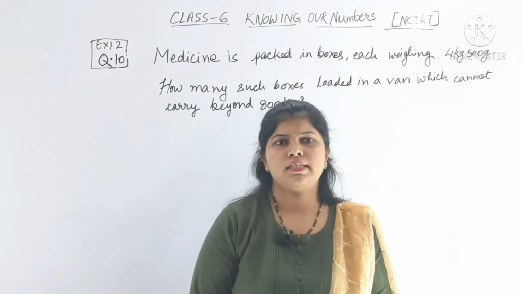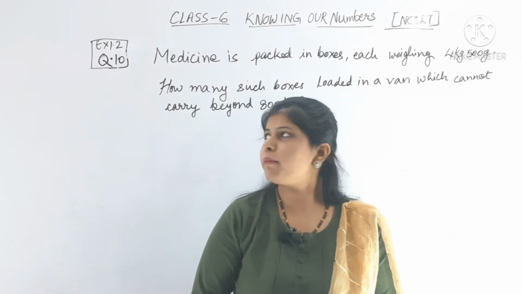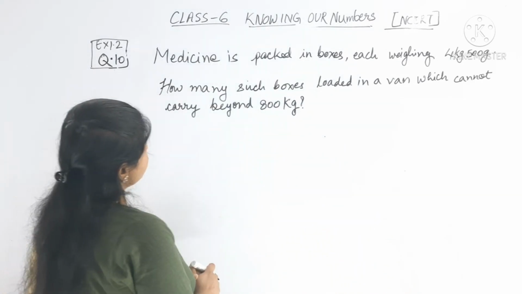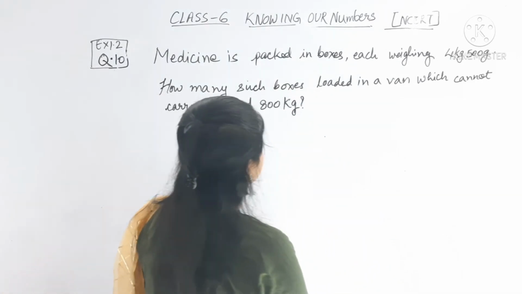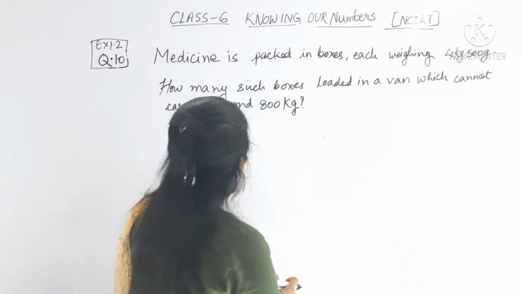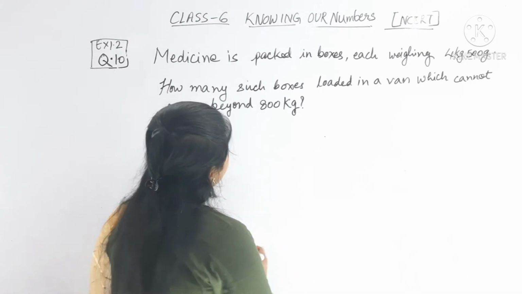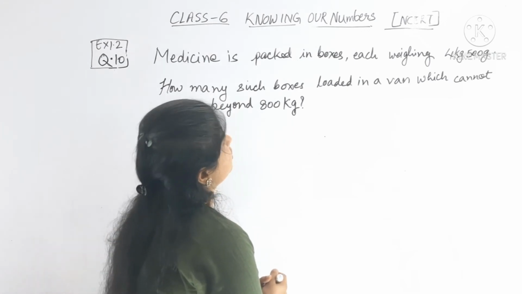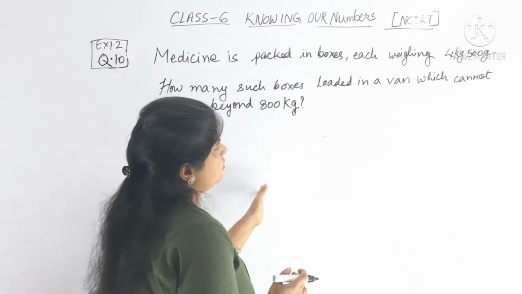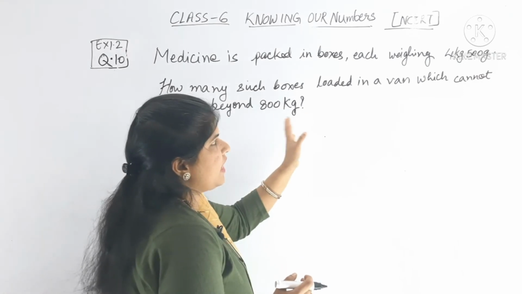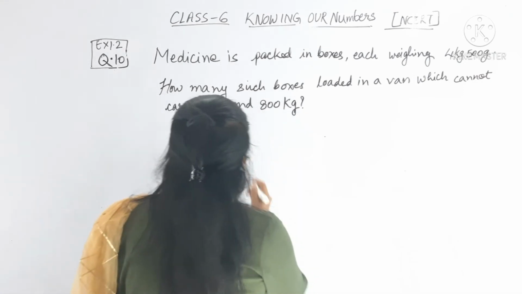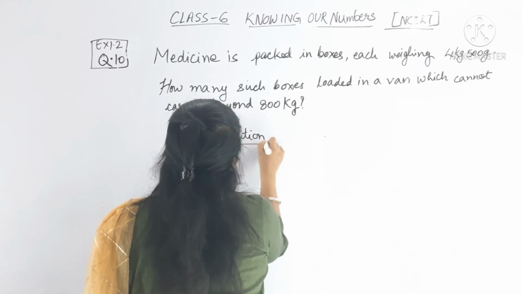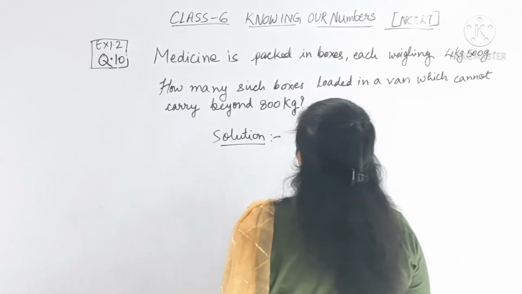Okay. Now students, let's do the question number 10 of exercise 1.2. What is the question? Medicine is packed in boxes, each weighing 4 kg 500 gram. How many such boxes loaded in a van which cannot carry beyond 800 kg? So we have to divide both the numbers for getting the answer. Now I am writing the solution here.